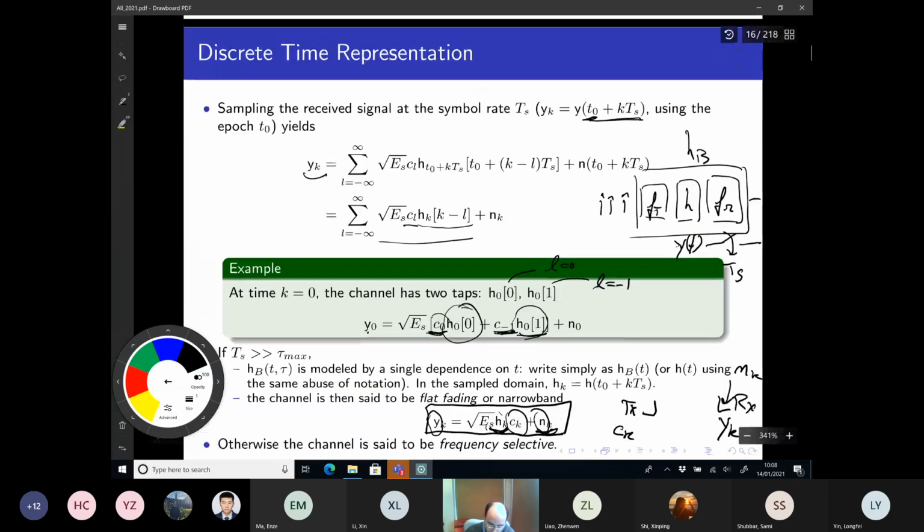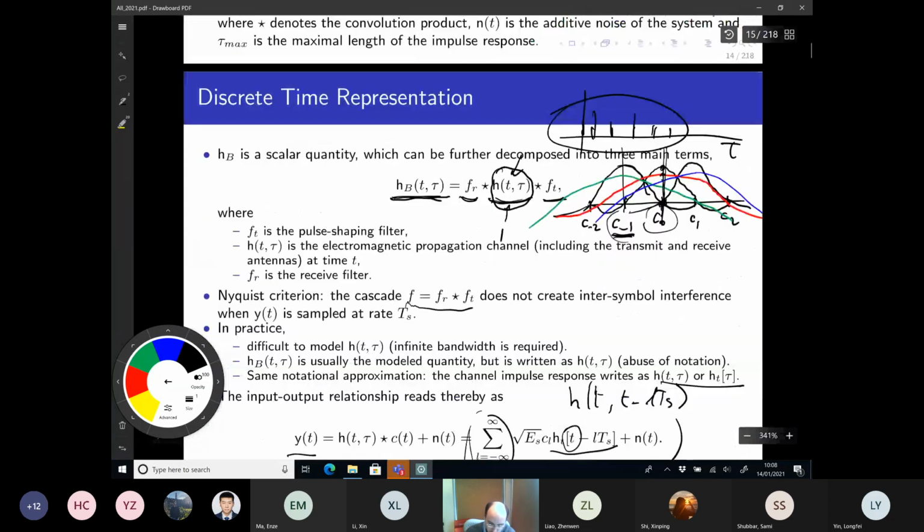This happens really when, despite the fact that you have raised cosine filters and you satisfy the Nyquist criteria, the impulse response of the electromagnetic channel, when you really ignore the effect of the transmitter and the receiver filter, has a certain length, and this length is not negligible compared to the symbol duration of your transmitted signal.